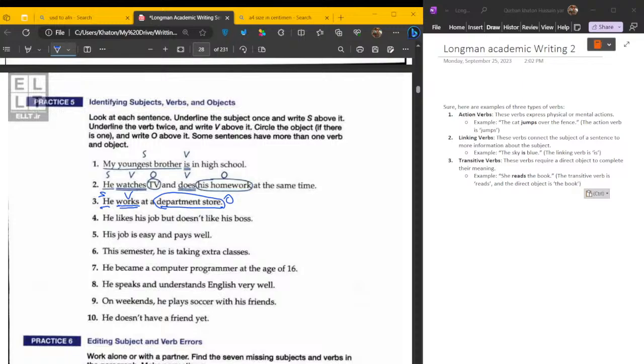He likes his job. He is the subject, likes is the verb, his job, but he doesn't like his boss. So his boss and his job are the objects. And this is also the verb.